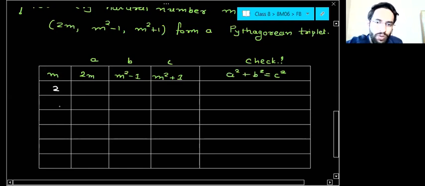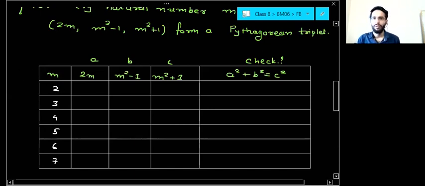Okay, 2, 3, 4. Please type in the chat box. Yes, 2, 3, 4, 5, 6, 7, and so on. I can take so many values. Let us take these values as of now. For m equal to 2, what is the value of 2m? 2 into 2 is 4. Now m square minus 1, 2 square minus 1, 4 minus 1 will give you 3.